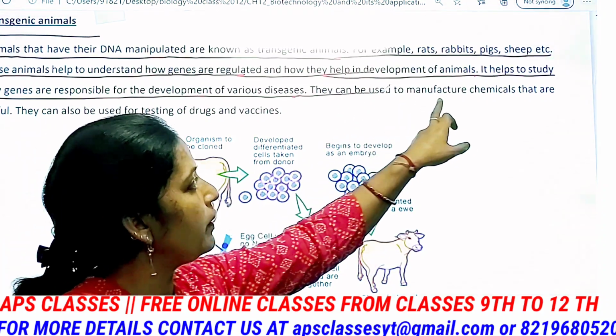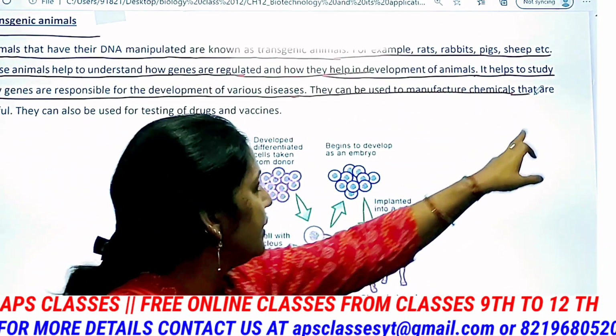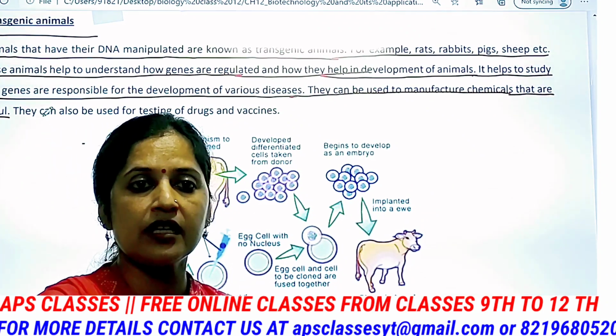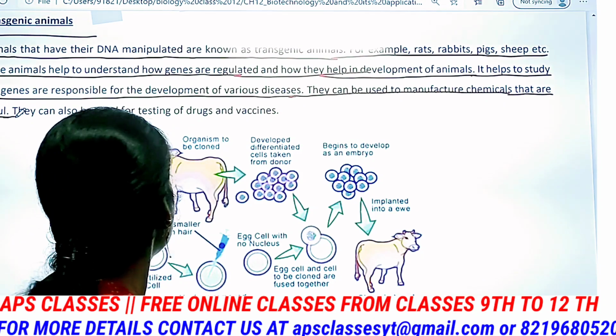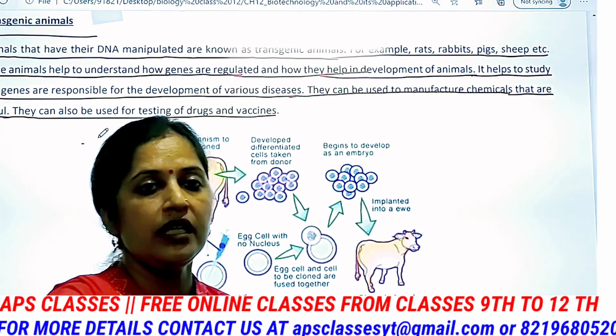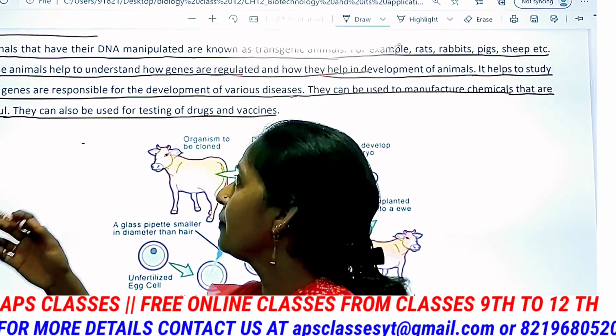They can be used to manufacture chemicals. ये chemicals को manufacture करने में भी help करते हैं. That are useful, जो कि ये chemicals होते हैं किसी न किसी तरह से वो useful होते हैं. They can also be used for testing of drugs and vaccines. ये drugs और vaccines को test करने के लिए भी helpful है.